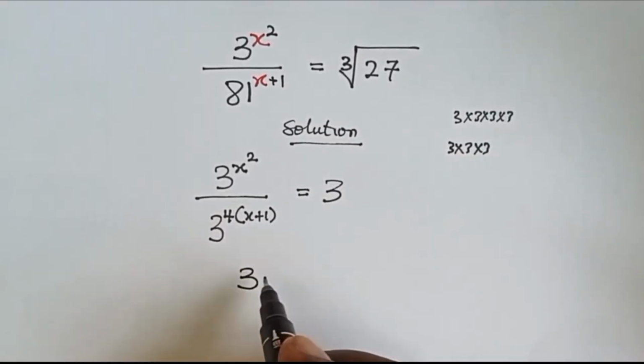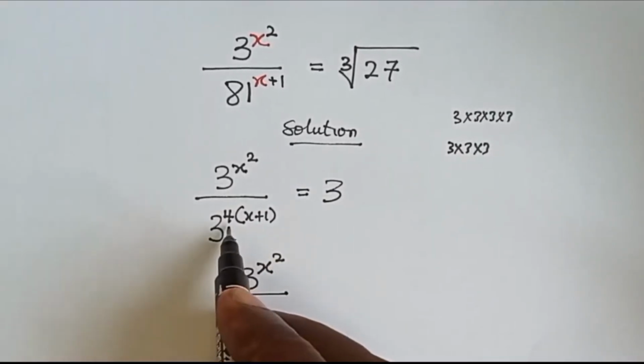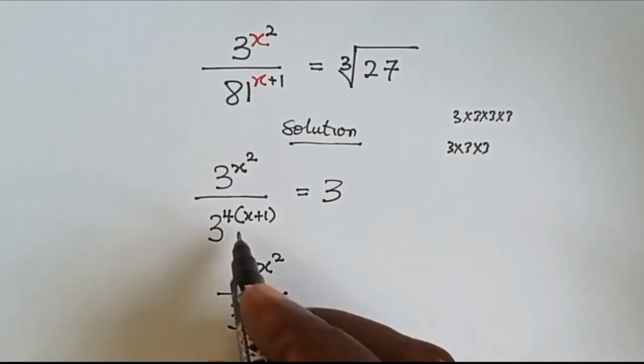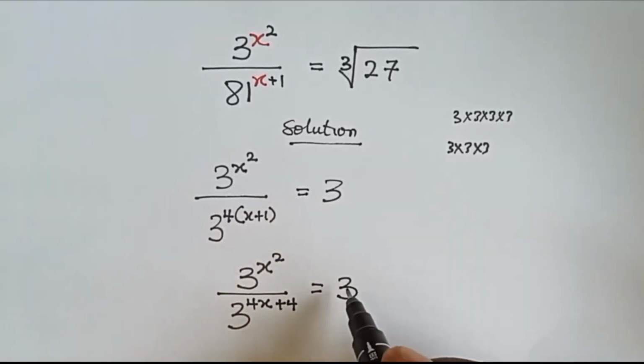We have 3 raised to the power x squared over 3. We multiply 4 with this bracket. So 4 times x will give 4x, and 4 times 1 will give 4, equals to 3.